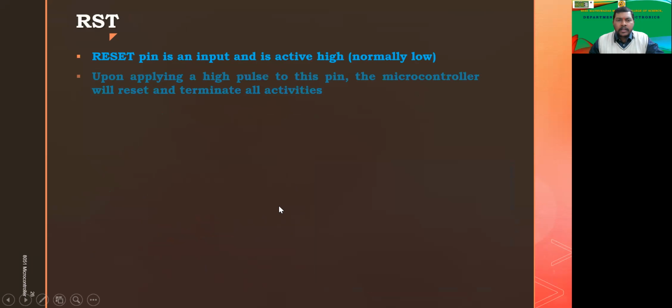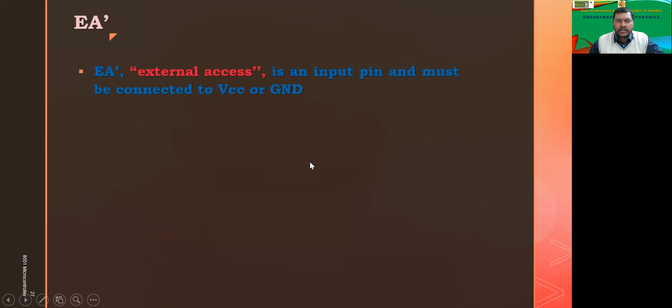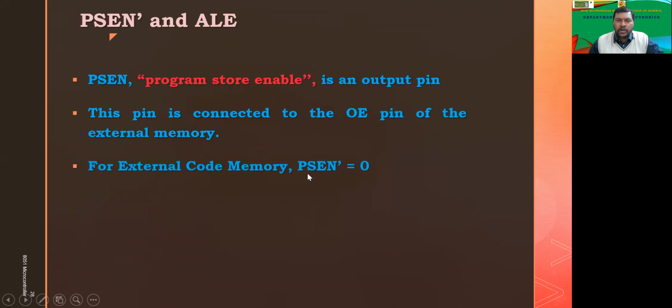I have shown you this. Then the reset terminal, the importance of reset terminal, what happens when we put a reset. All the data is reset and the registers become 00, whereas the outputs are expected to give the output. These are some of the conditions. Then we have external access, which I have told you about. Then this is program store enable, PSEN, and address latch enable.